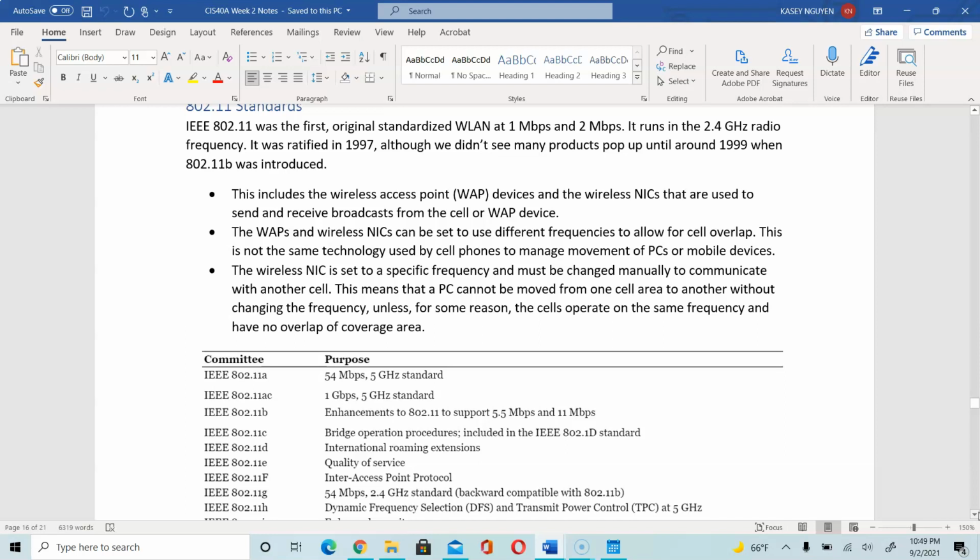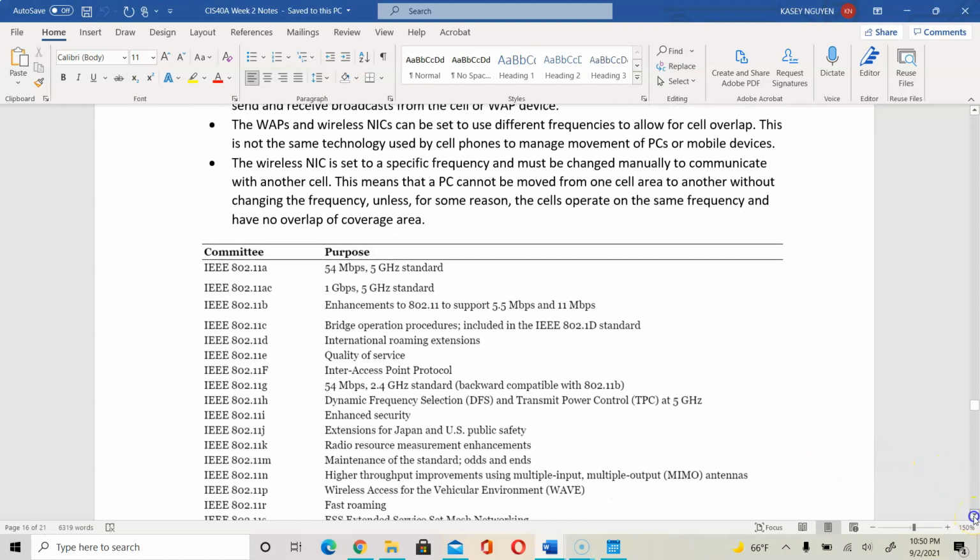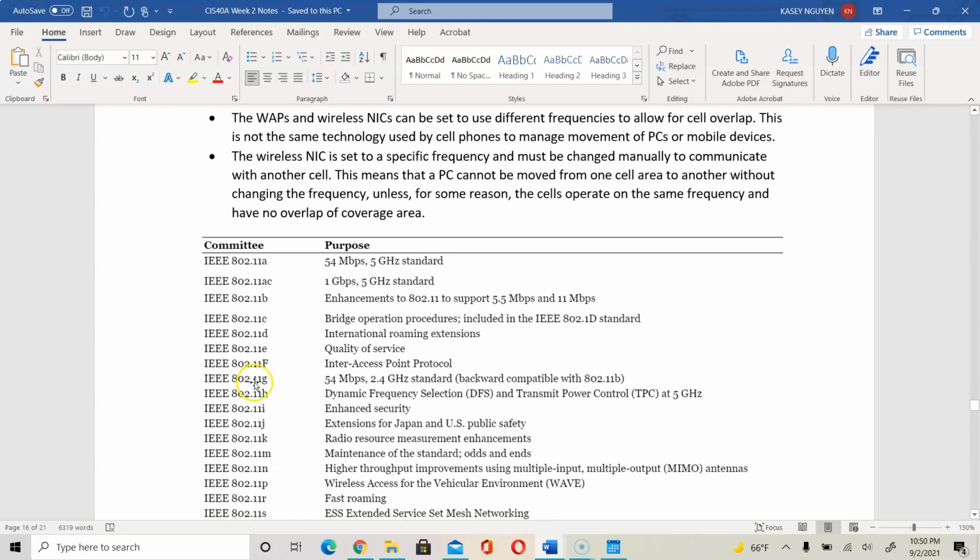So in the following years, we would have 802.11b, which was using 2 gigahertz frequency, and the transfer rate for that is 5.5 megabit per second and 11 megabit per second. Then in the subsequent year, there were developments with 802.11g and before the AC.